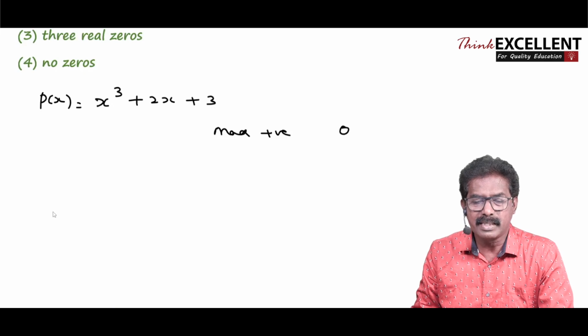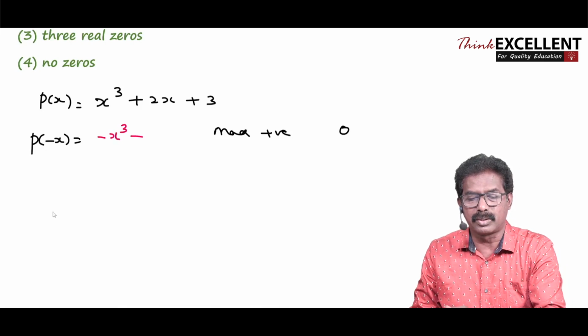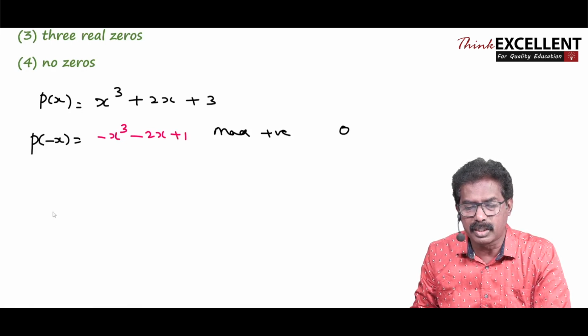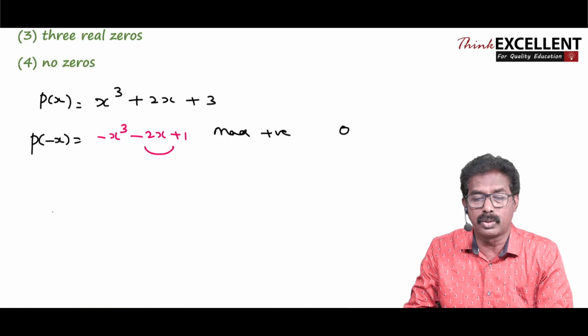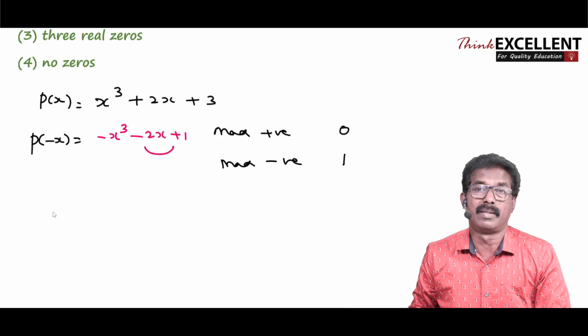Then find P of minus x. Wherever x comes, you put minus. So minus x the whole cube is minus x cube. 2 into minus x is minus 2x, plus 3. So see the number of sign changes: negative, negative, then negative to positive, 1 change. So you can say the maximum number of negative real roots is 1.